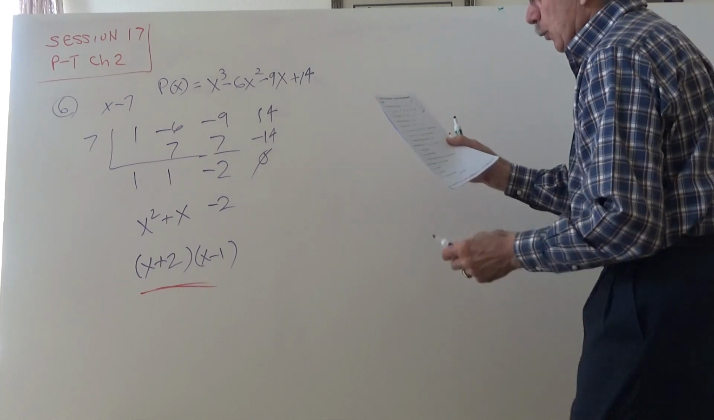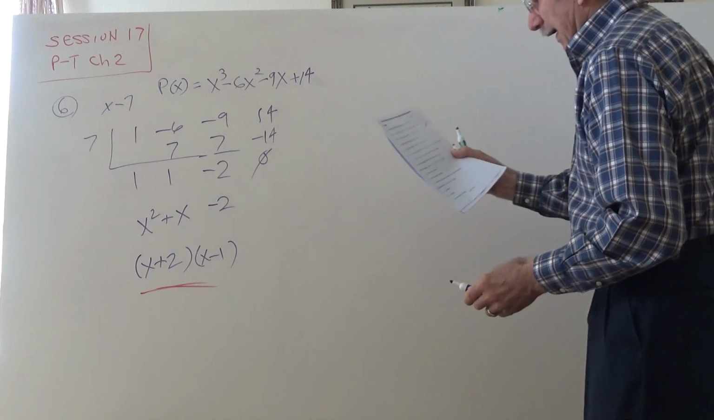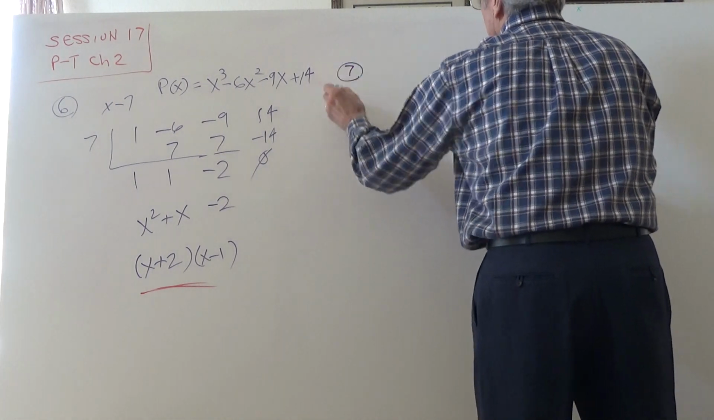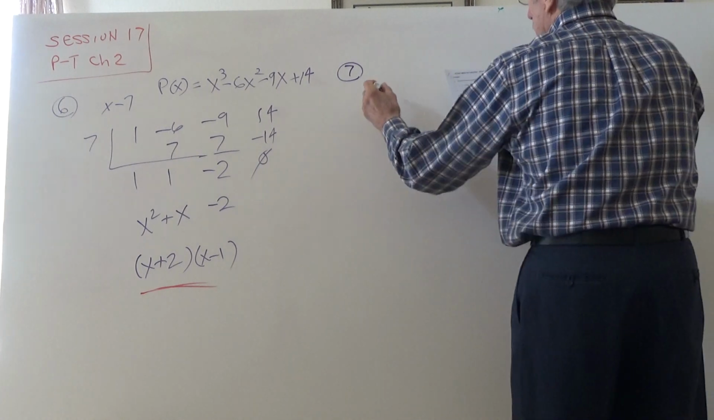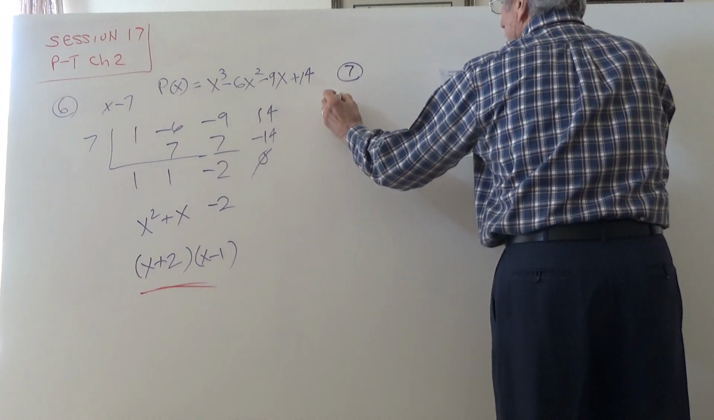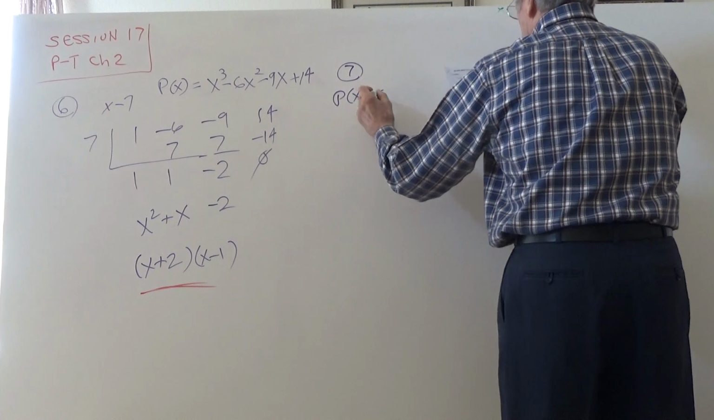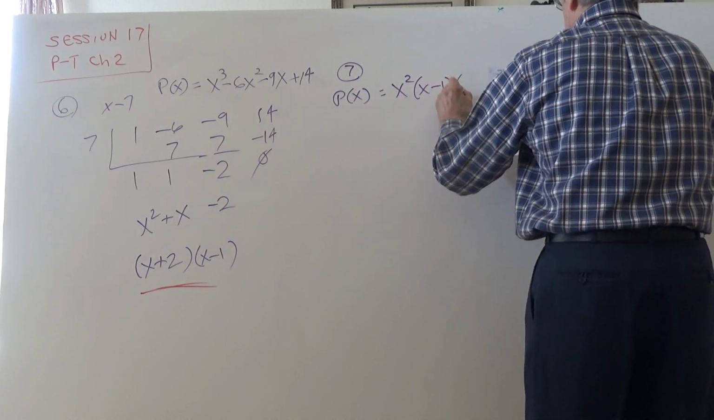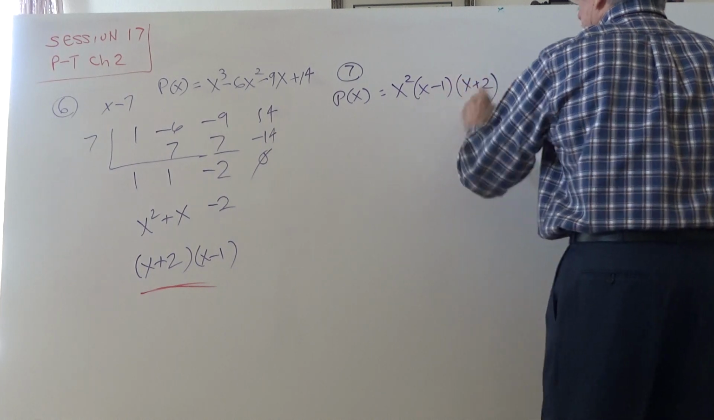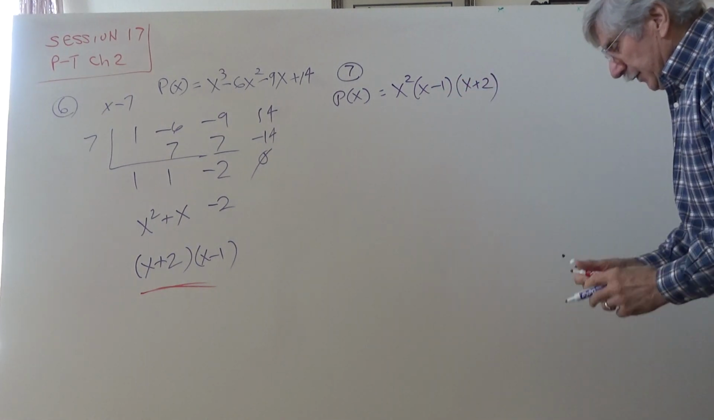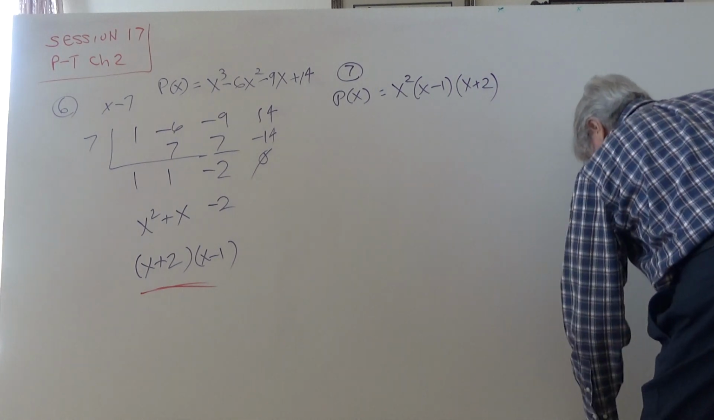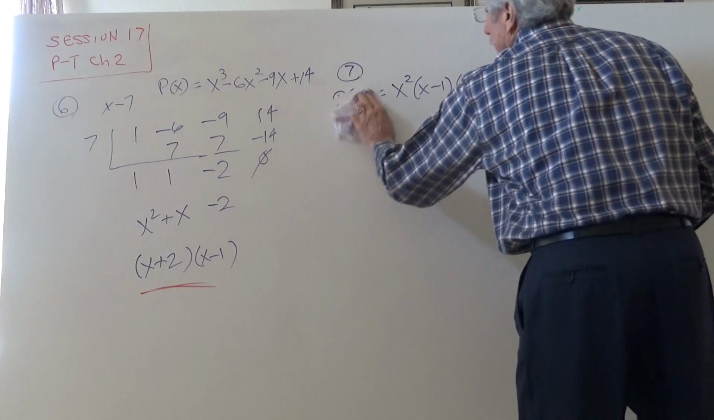Number 7 says we're looking for the x and y intercepts. And again, just a matter of procedure here, not a difficult problem. Just knowing what to do, we're looking at p of x equal to x squared, and then x minus 1, and then x plus 2. We'd like to find the x and y intercepts. To find the x-intercept, we'll let y be 0. So let's just change that p of x, and let's call that a 0.